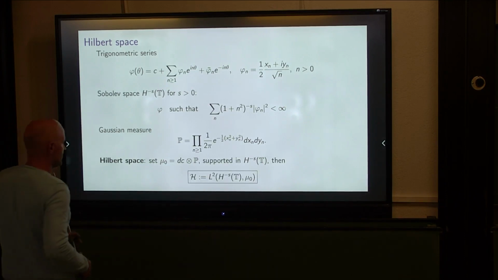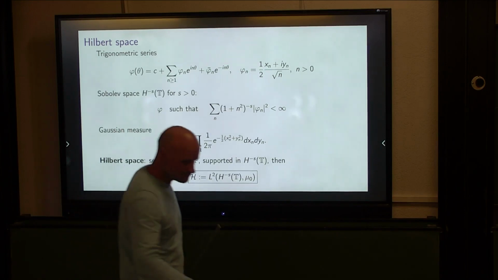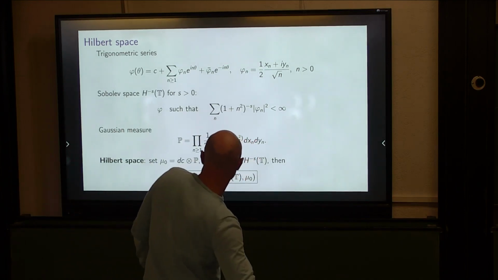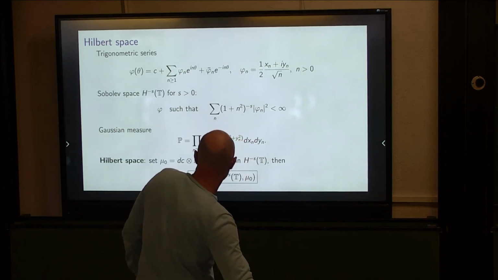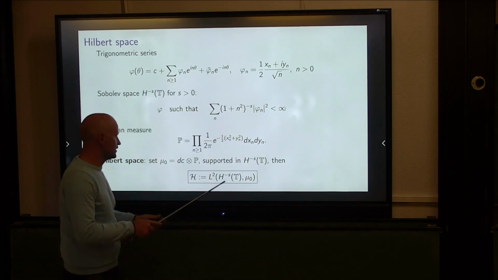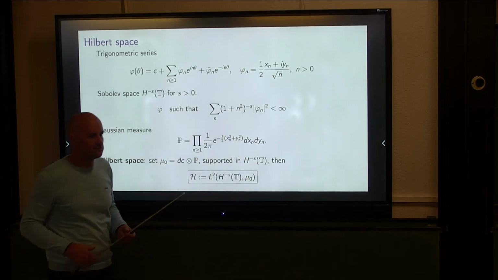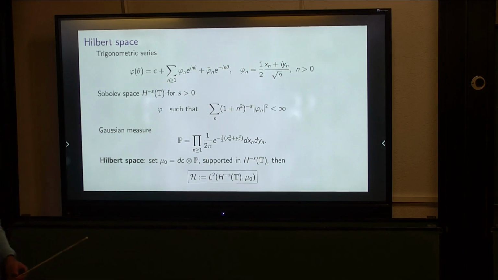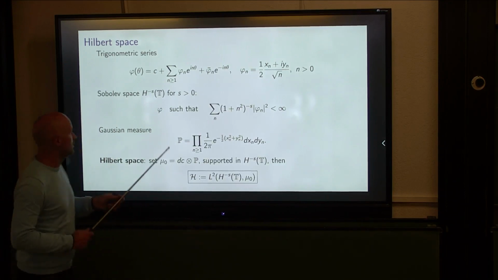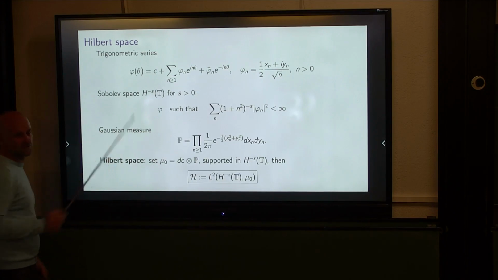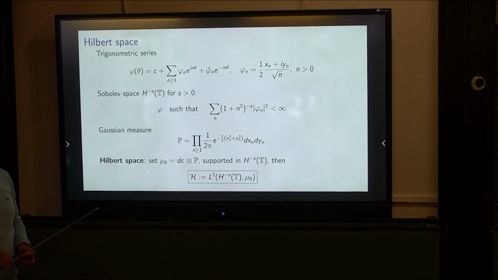Okay, so basically, in the end, you have a measure on this space. You can consider the L2 space on it, and this will give you your Hilbert space. And for probabilists, this decomposition here is just the law of the GFF on the circle.